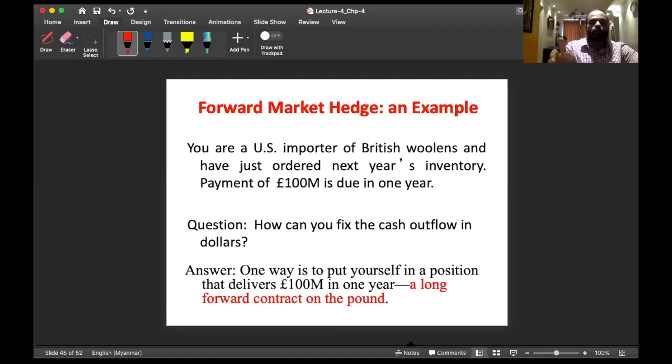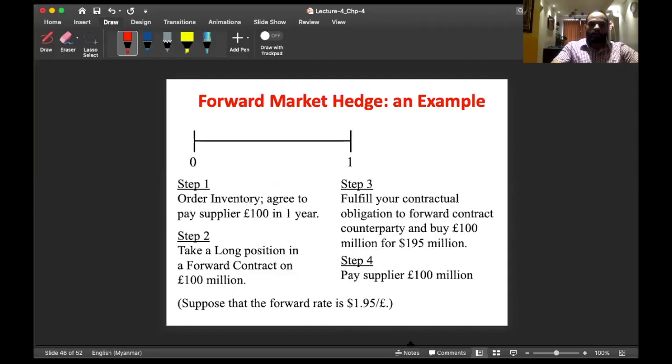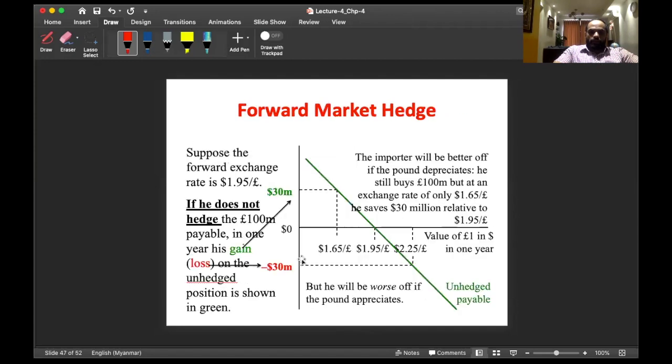The second option is that you enter into a forward contract for 1 month, 3 months, 6 months, or 12 months. So same thing here. This is the exchange rate, 1.95. This is the forward rate. You sign a contract with this rate. Remember, this example is about spot rate. So what does it mean? You sign a contract with 1.95.